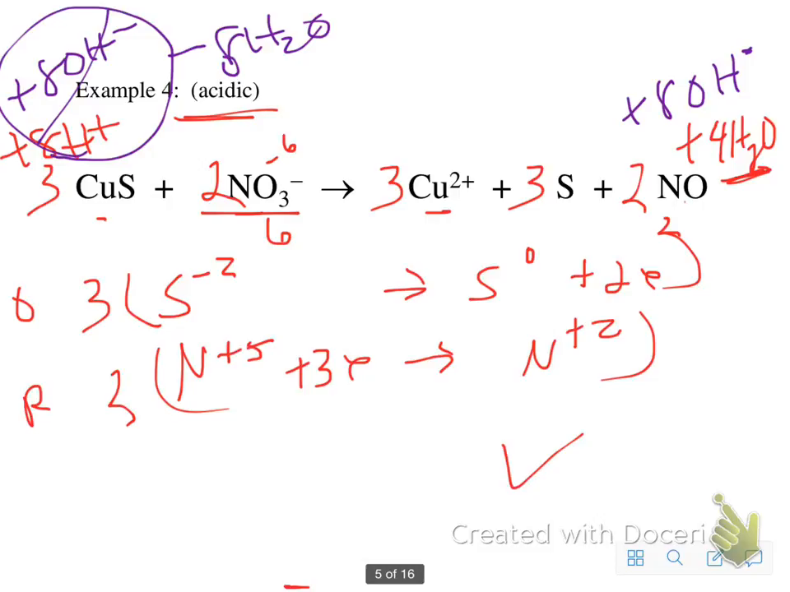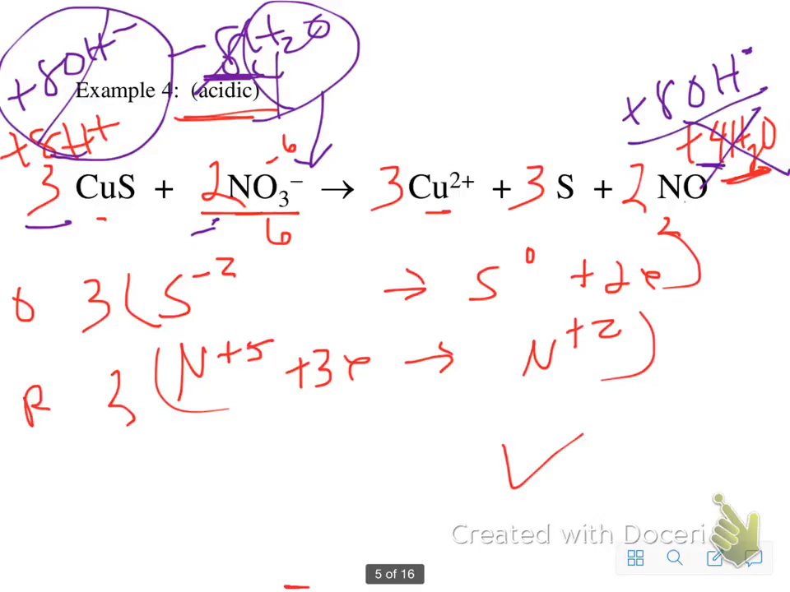Now I have 8 waters on the left, 4 waters on the right. I'm going to simplify by eliminating those 4 and changing this to 4. So it looks pretty messy, but what I have is 3 copper sulfides, 2 nitrates, and I have 4 waters, right? The 4 waters on this side give me 3 copper plus 2s, 3 sulfurs, 2 nitrogen monoxide, and 8 OHs on the right. Okay, and we're going to stop right there.